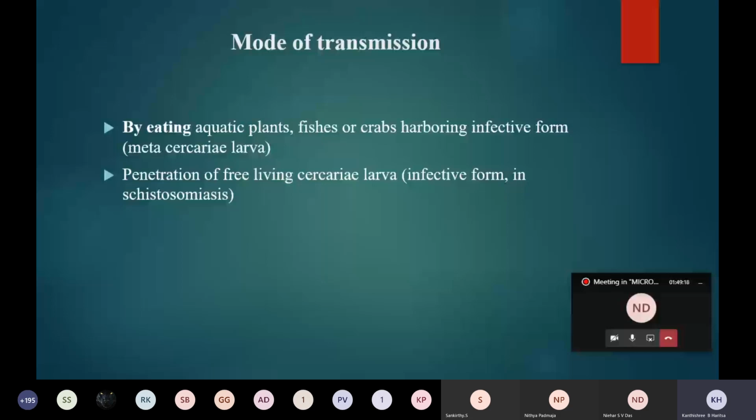So the mode of transmission of infection is by eating aquatic plants, fishes or crabs which have the infective form, that is Metacercaria larva. In schistosomes, Cercaria larva is the infective form and the mode of transmission is by penetration of the free living Cercaria larva.